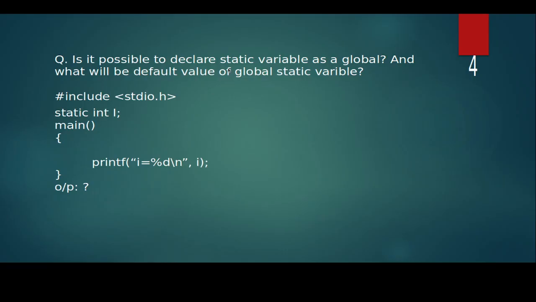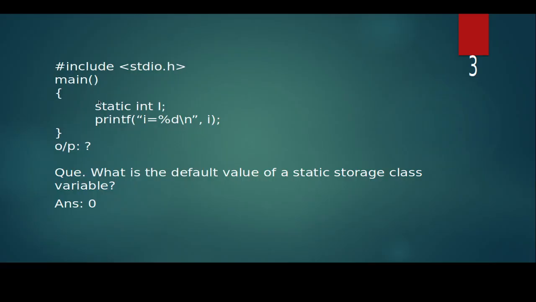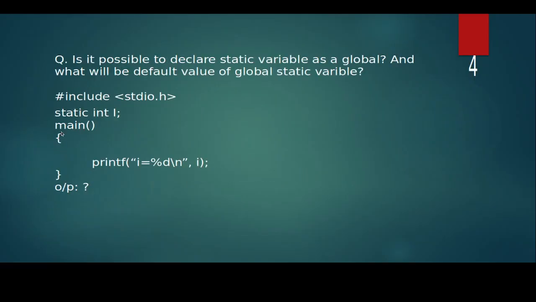Okay, now see, in this example we declared int i as a static storage variable, but as a local, within a block. We can say it is a local. I am talking about here: is it possible to declare a static variable as a global? And what will be the default value of a global static variable?